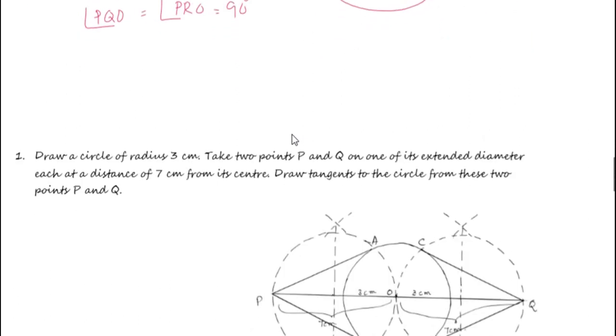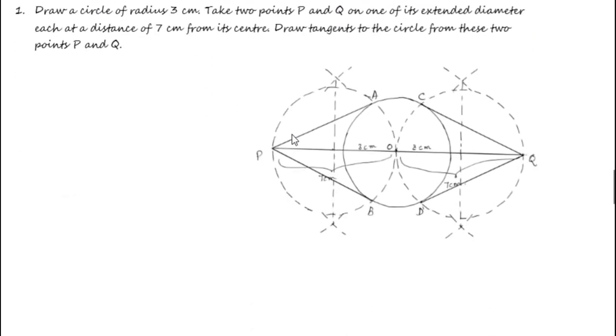Now let us solve a couple of problems. Exercise number 1. Draw a circle of radius 3 cm. Take 2 points P and Q on its extended diameter, each at a distance of 7 cm from its center. Draw tangents to the circle from these 2 points P and Q. First, what we need to do? Need to draw a circle of radius 3 cm. This is the circle. The radius, this one is 3 cm.